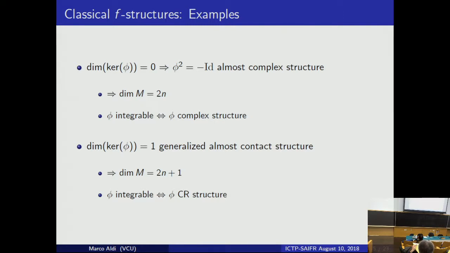If the kernel is one-dimensional, this is what sometimes is called generalized, almost, not generalized, sorry. Well, it's also generalized, but that's not the name that was used in the classical literature at the time of Yano, but it's an almost contact structure. And in this case, the dimension is odd. And it's integrable if and only if phi is a CR structure.